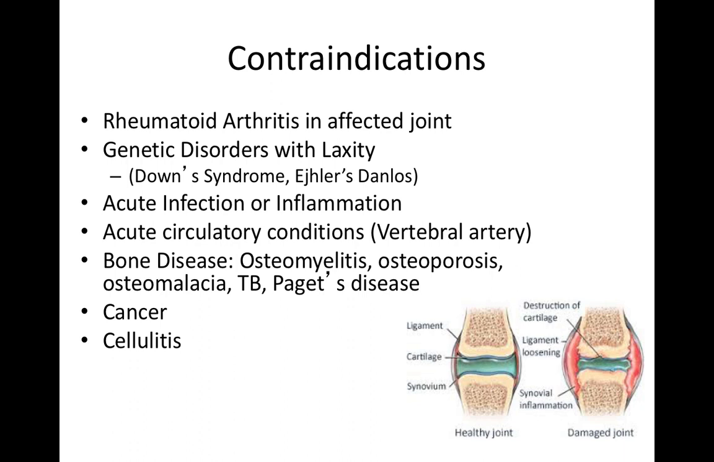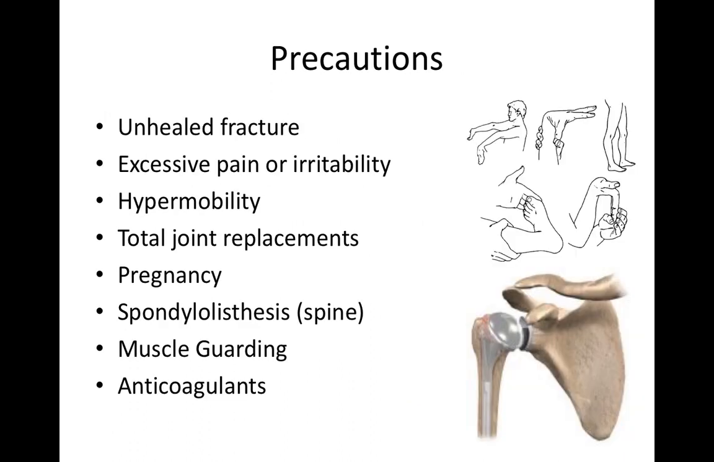Let's talk about some of the contraindications and precautions that we need to keep in mind. Contraindications may include other health conditions such as rheumatoid arthritis and genetic disorders. Some genetic disorders predispose individuals to having laxity in certain joints. Acute infection or inflammation, acute circulatory conditions or compromise of the vertebrobasilar system or the vertebral artery, bone disease such as osteomyelitis, osteoporosis, even osteopenia, and other diseases that impact bone. We also want to be aware of things such as cancer and cellulitis.